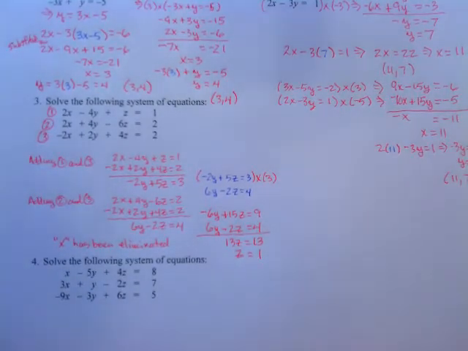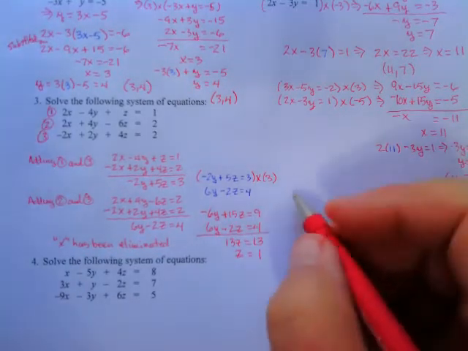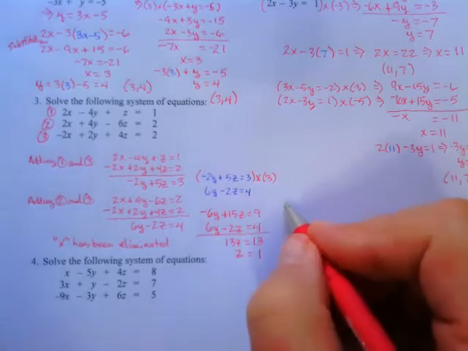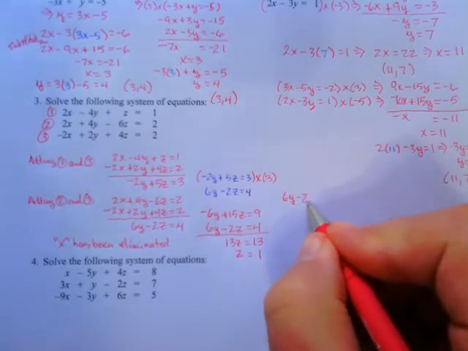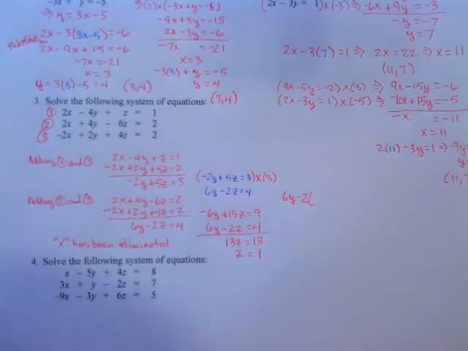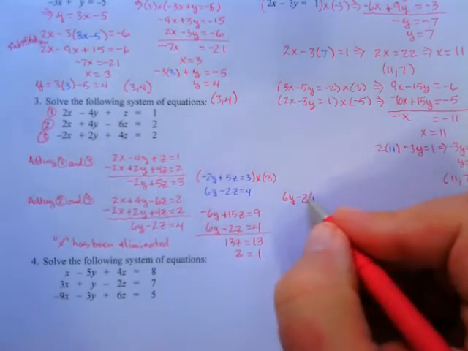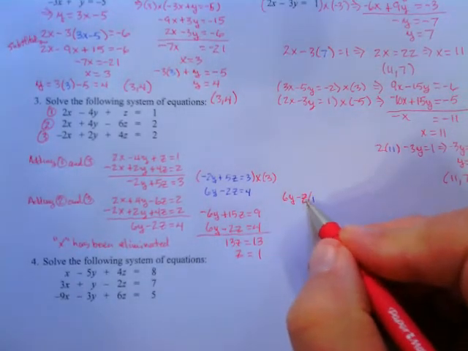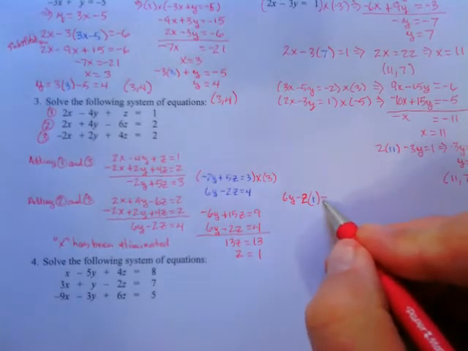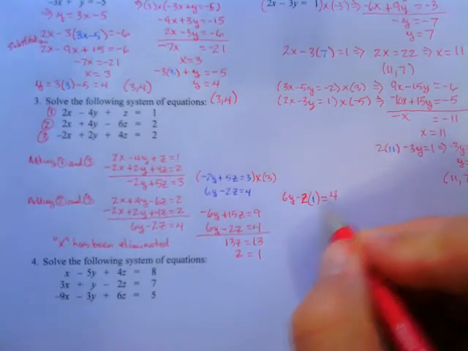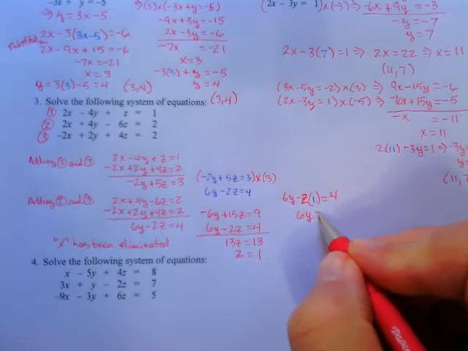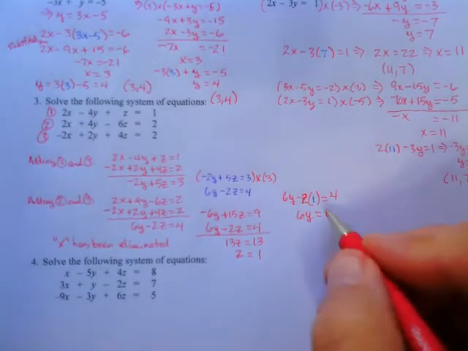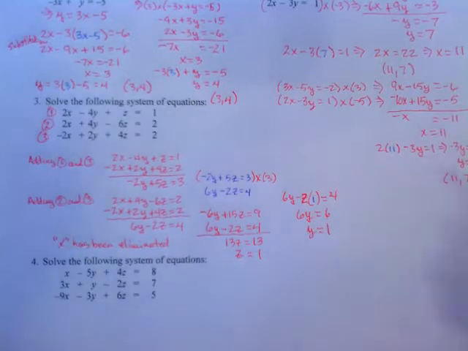Okay, now that I have that, let's go back to this equation to find out my y, excuse me. So 6y minus 2 times the 1 for the z. Actually, that's a 2, sorry. 2 times the 1 is 4. So that's going to give me 6y equals 6. And so y equals 1.